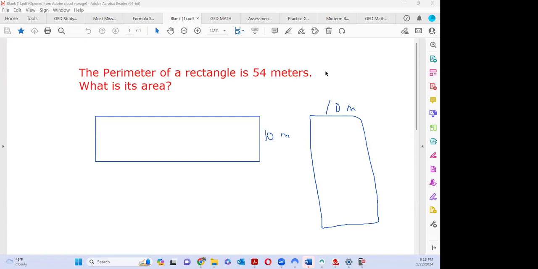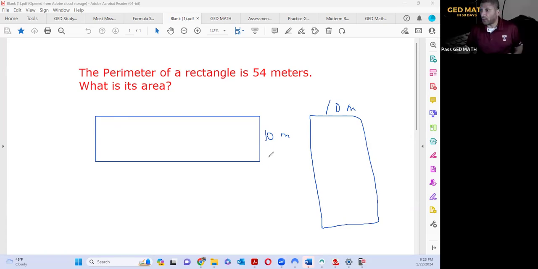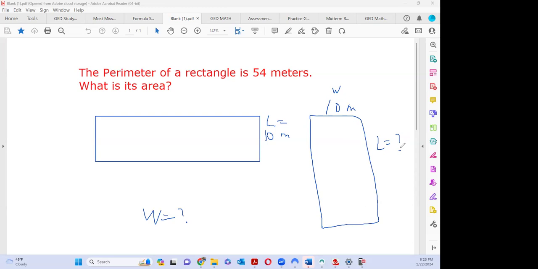So if I'm going to call this my length, that means I need to find my width. If I call this my width, that means I need to find my length. It doesn't matter what you call it. Remember about algebra, you can use any variable you want.